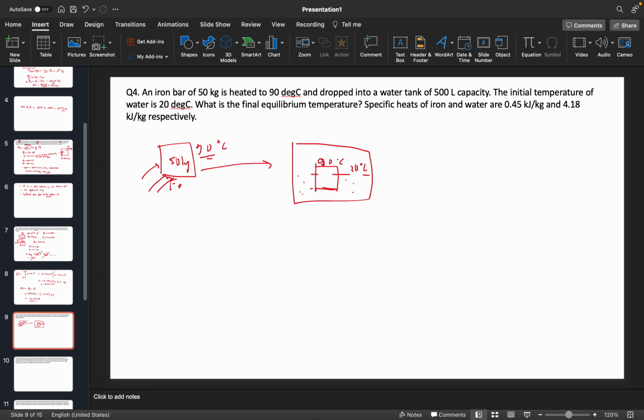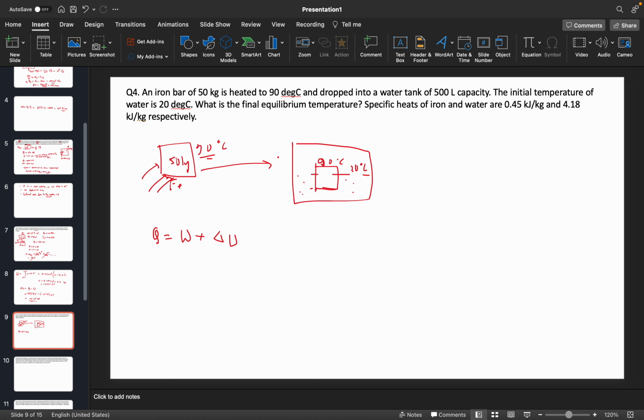Now this is very simple. We will go on from the first law of thermodynamics, and again I'm saying, even if you don't know the first law of thermodynamics, you know that whatever heat is released from this iron bar will be absorbed by the water, and that's how they will attain a common temperature. But we will go from the expression of the first law: Q is equal to W plus delta U.